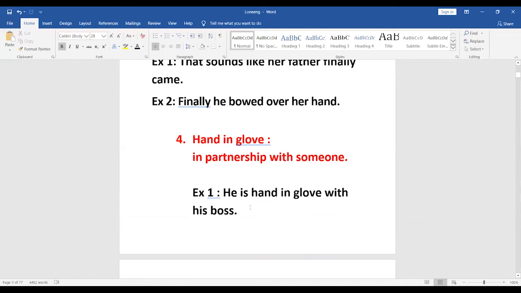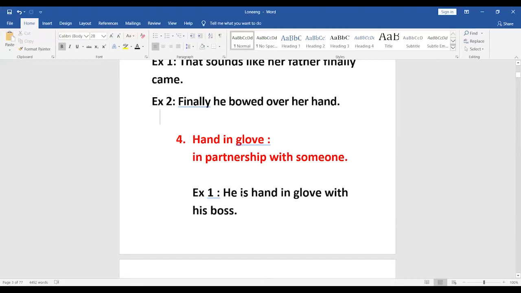Example one, he is hand in glove with his boss. Let's say someone is aware of what his boss is doing. Maybe his boss is doing something wrong and he's fully aware of it, which means he is hand in glove. And sometimes people take money, sometimes people just keep quiet. So whatever the situation, hand in glove means to go in partnership, to agree with something that's bad.